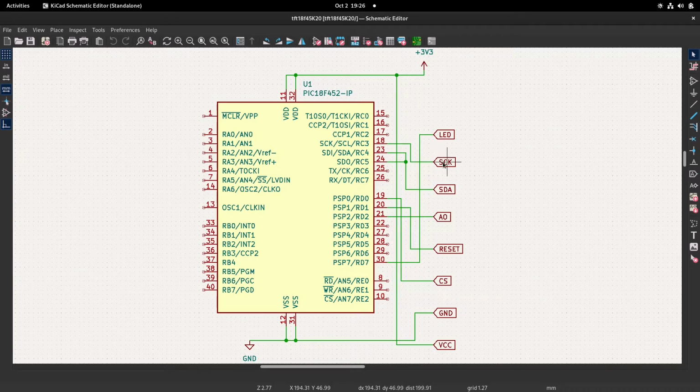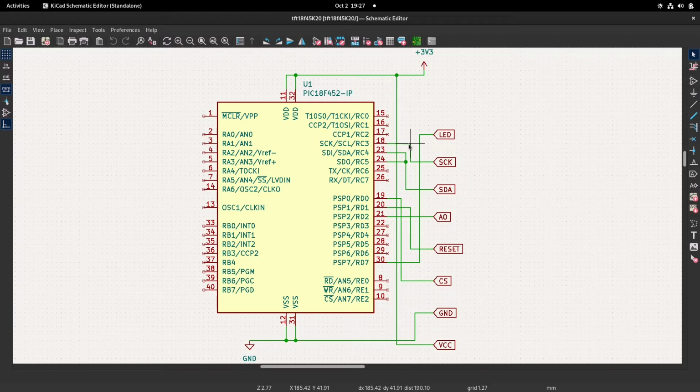It's all fine. The next two are SPI clock and SPI data. The clock is connected to the SPI clock pin on the PIC. If you are using the hardware SPI module, that's the only option that you have. You can also use software SPI, but we're not going to get into that.